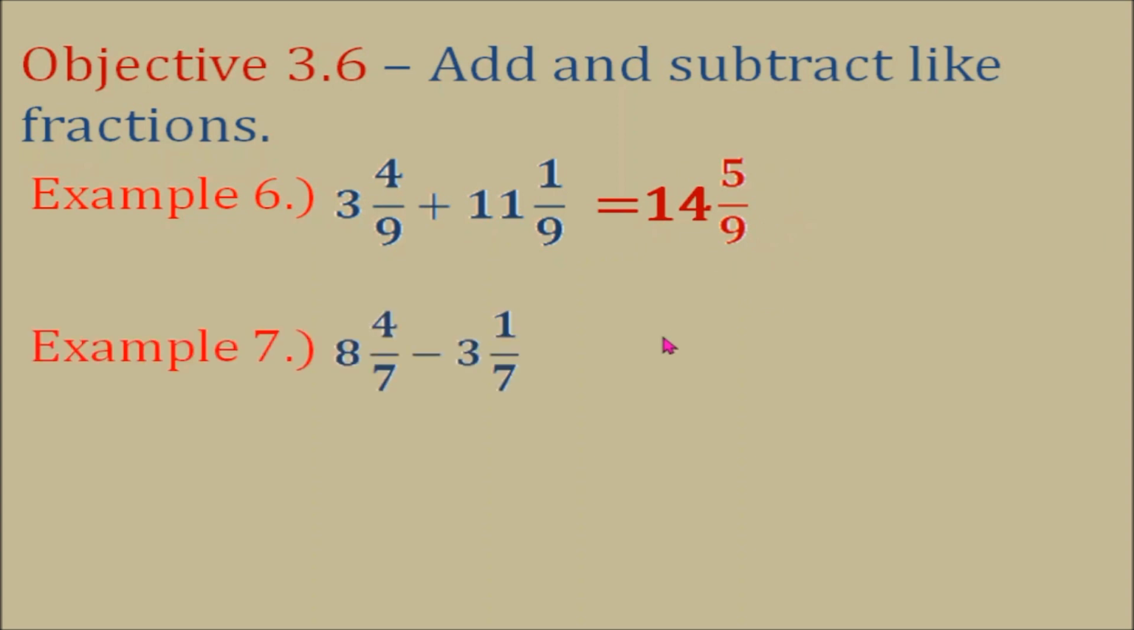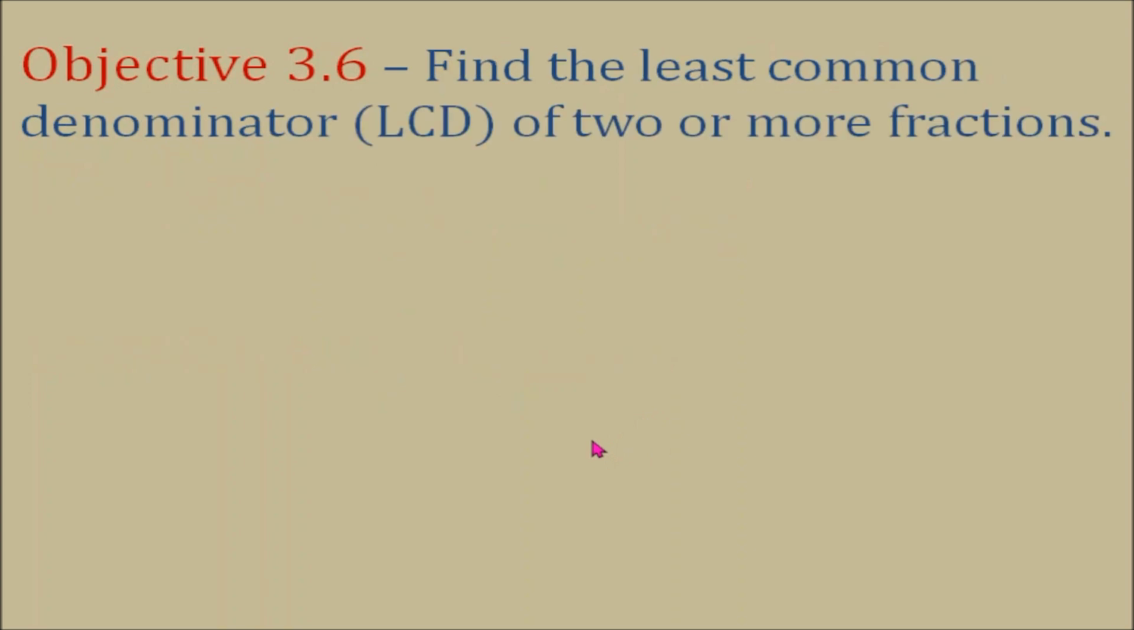Example number 7. 8 and 4 over 7 minus 3 and 1 over 7. So we have 8 minus 3 is 5, and then copy down the common denominator and perform the operation on the numerator. 4 minus 1 is 3. So our answer is 5 and 3 over 7.